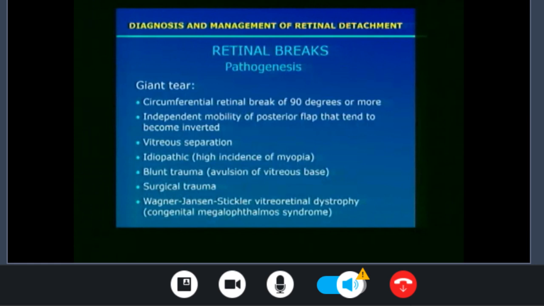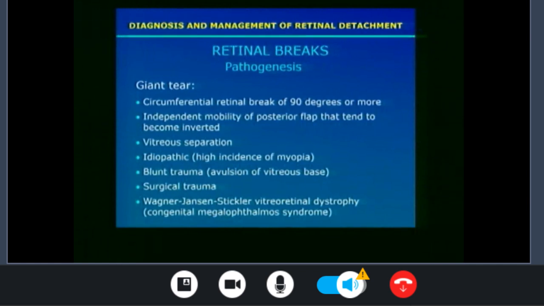Giant tear, as I said, is an essential retinal tear. If you look at the definition of a giant tear, sometimes they define it as a tear extending 90 degrees or more. But it's not enough. You can have a dialysis of 90 degrees or more. Is it a giant tear? No. It is not only the extent, it is the status of the pseudohaloid.